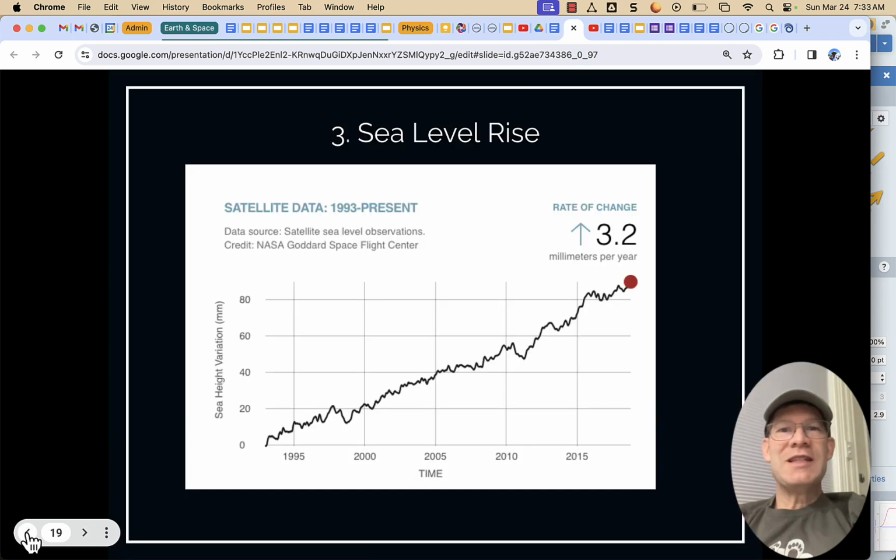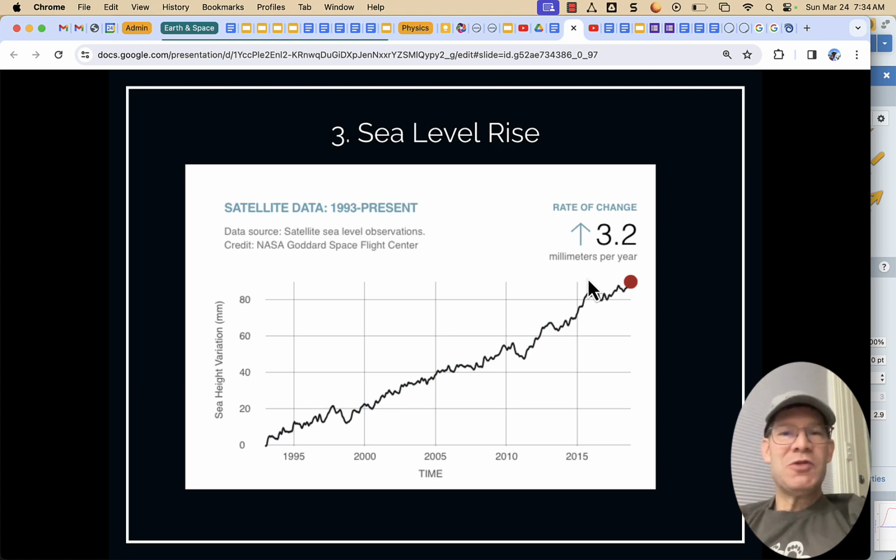Right, next we have sea level rise. You'll notice the graph here goes from about probably 1993 up until probably about 2020. And it's gone up 80 millimeters, a little over that, so 8 centimeters in that amount of time. So things to write down, I'd write down the 3.2 millimeters per year, so 3.2 mm per year.